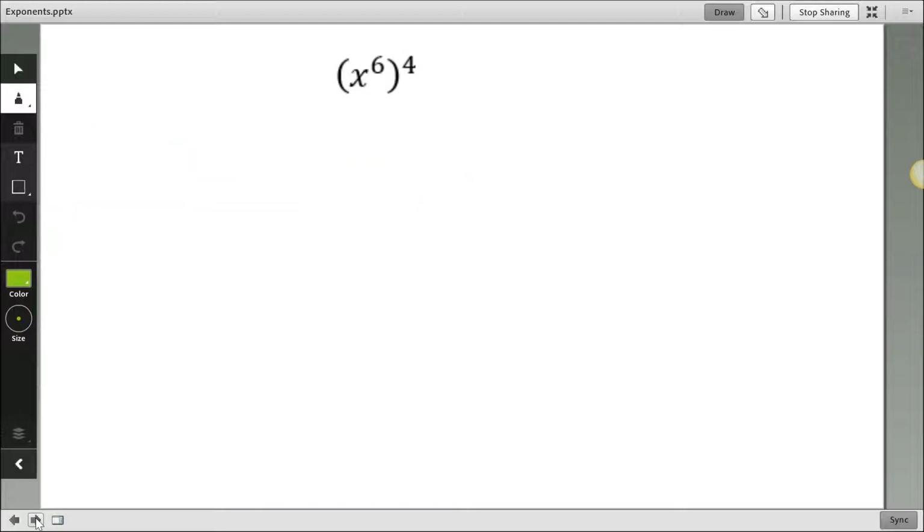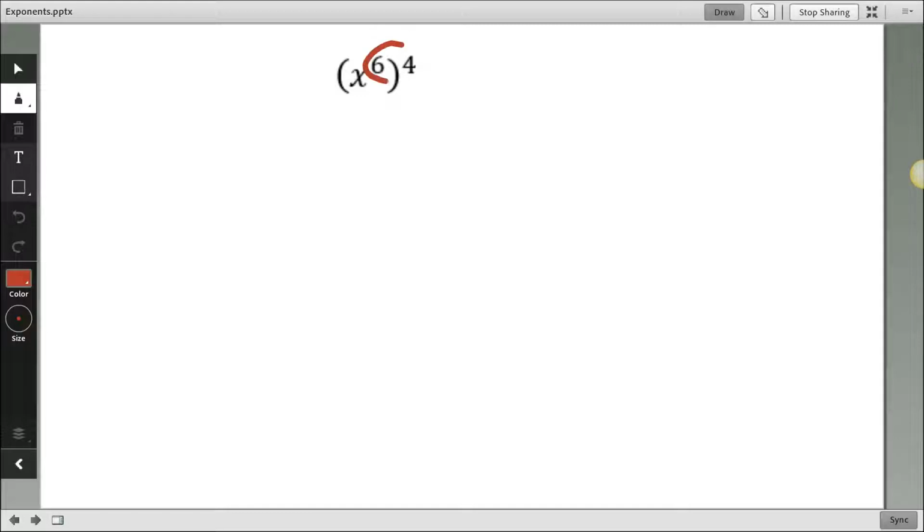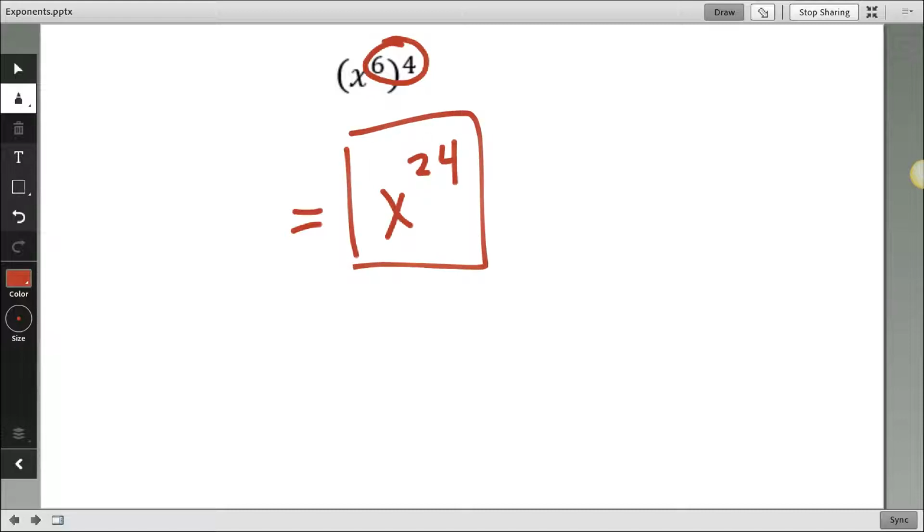So here's our first example. This is x to the 6th raised to the 4th power. Well, that's that second rule I showed you, the power to a power rule. So what I've got to do here is multiply those two exponents. So that's simply going to give me x to the 24th power. That's it, done. That's as easy as these get.